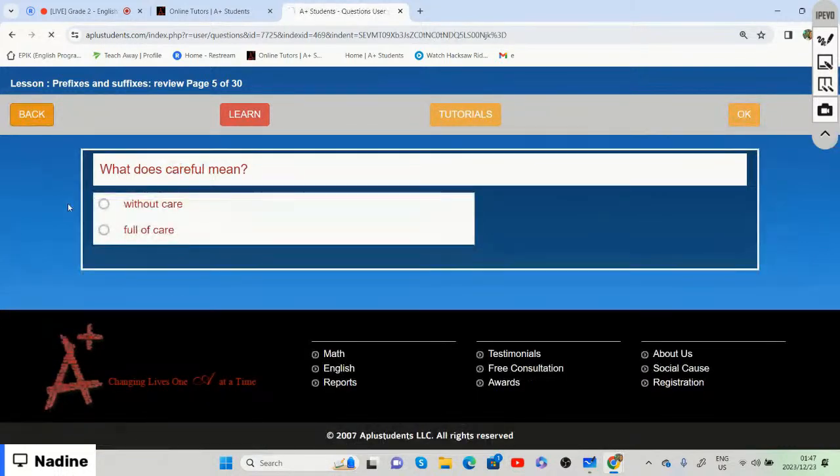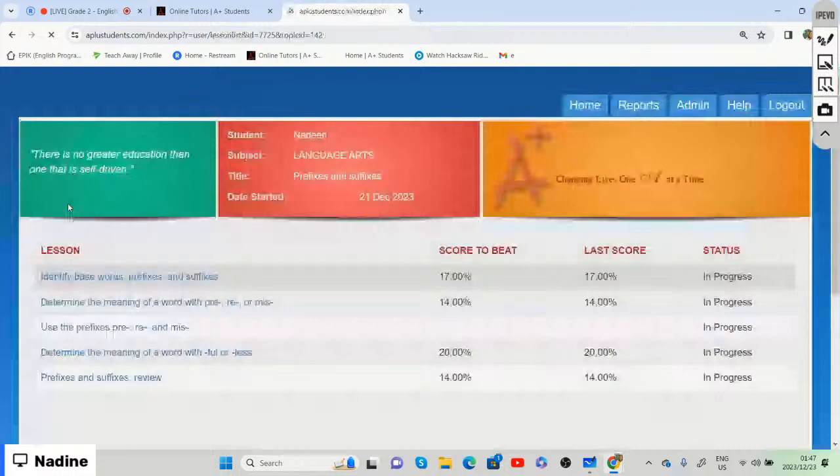All right, so we said a prefix is a word part that is added at the beginning of a base word. A base word is basically a word that can be used on its own, and a suffix is a word part that can be added at the end of a base word.